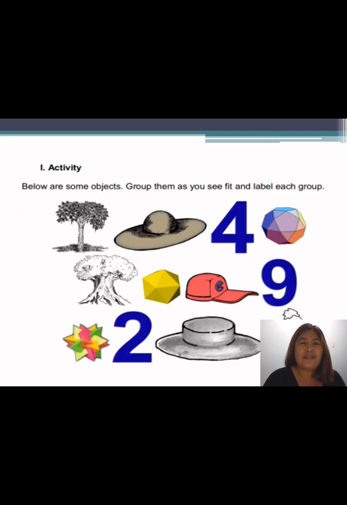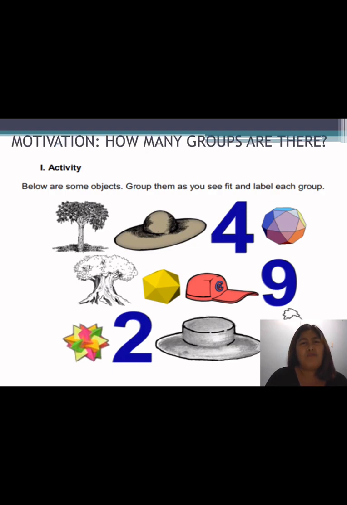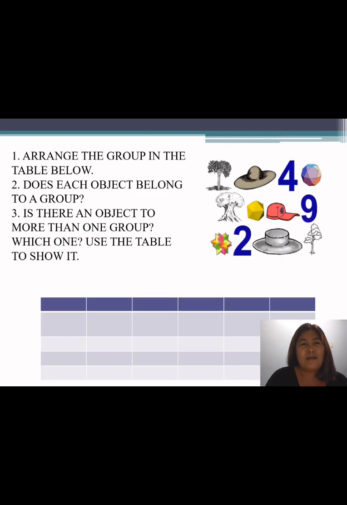Our first activity is this. Below are some objects. Group them as you see fit and label each group. Okay, so how many groups are there? What do you think? Okay, so let us see. Arrange the groups in the table below. So we have this long table.